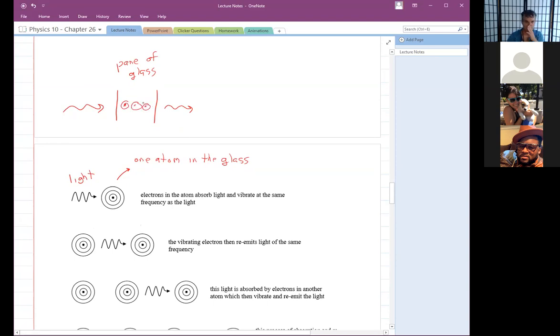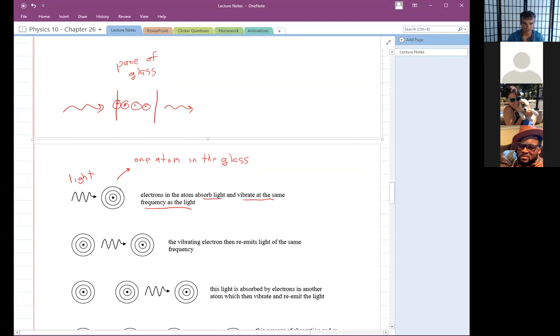So this light comes to the very first atom, and it will absorb that light and then vibrate at the same frequency the light had. Now, here's the cool thing: when the electron absorbs the light, it's literally no longer existing. But the energy that light had got transferred to the electron, causing the electron to oscillate up and down at the same frequency the light had.